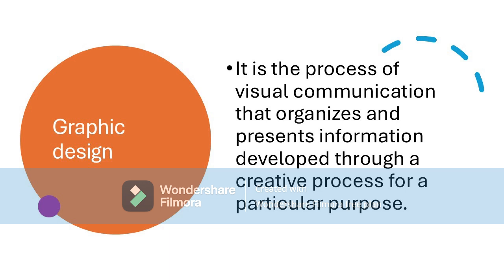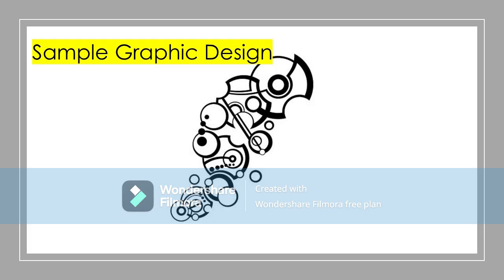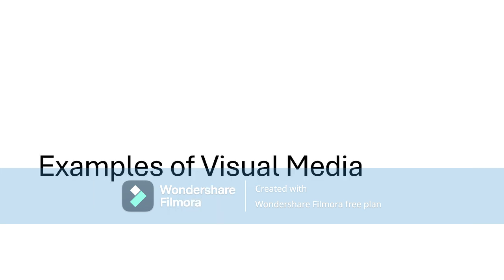From things like candy wrappers to huge things like billboards to the t-shirts you are wearing, graphic designs inform, persuade, organize, stimulate, locate, identify, attract attention, and provide pleasure. This is an example of visual media. Let us see other examples of visual media.